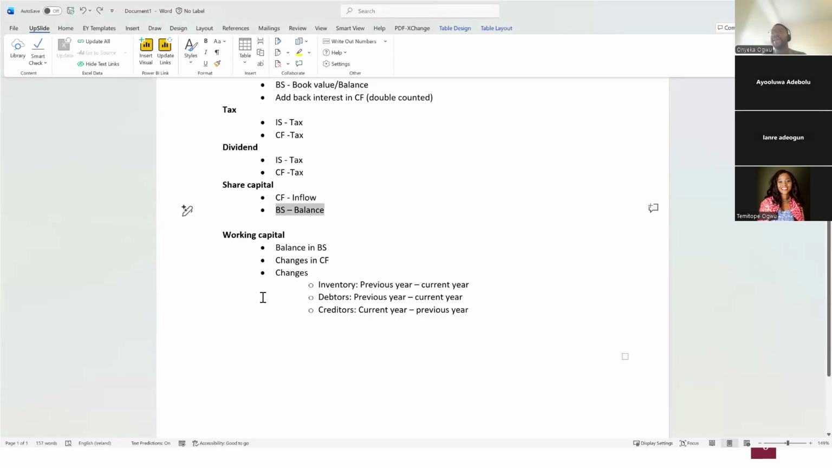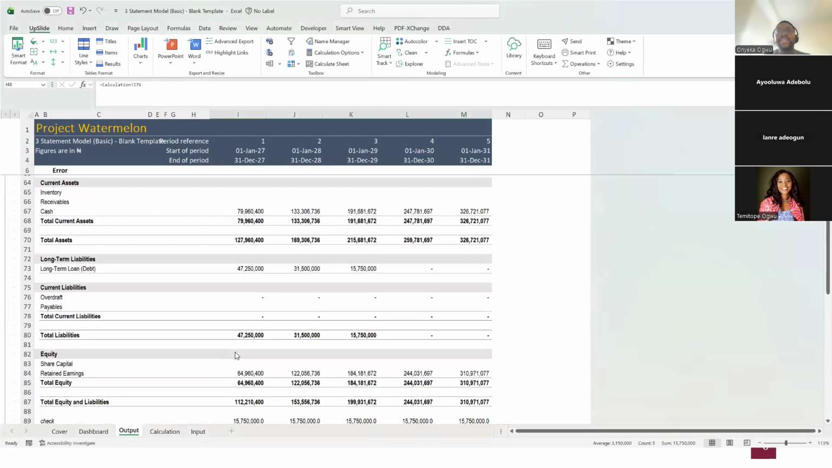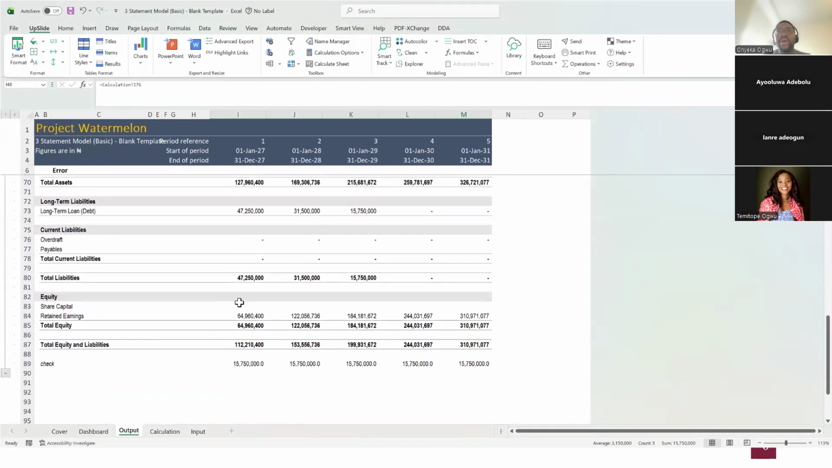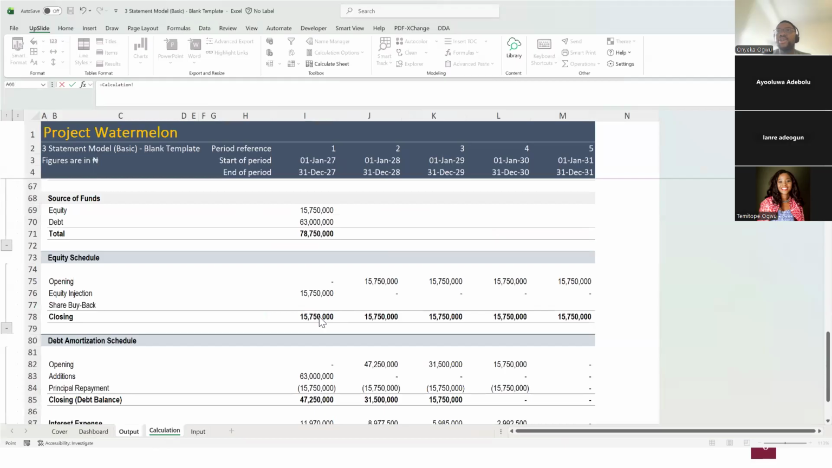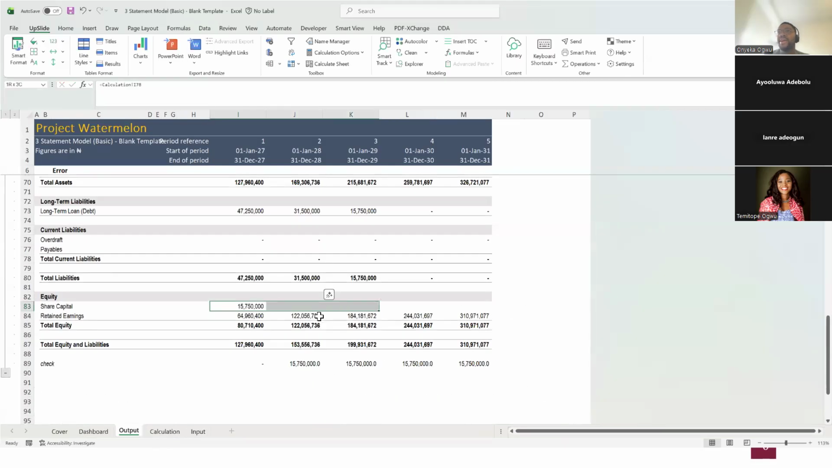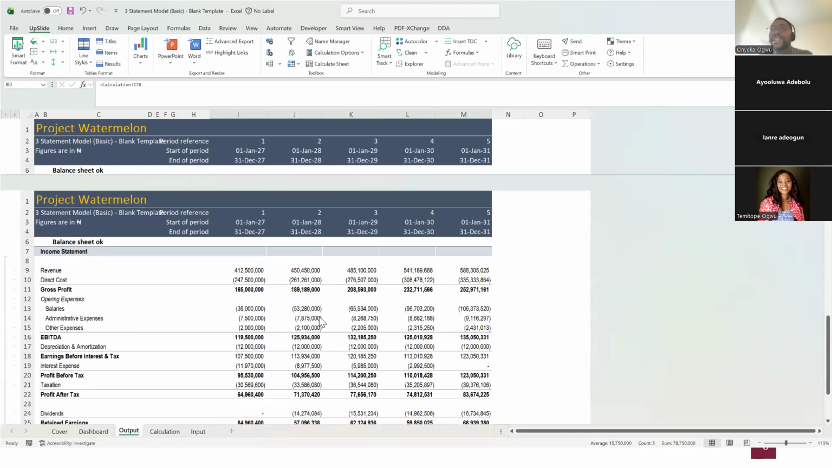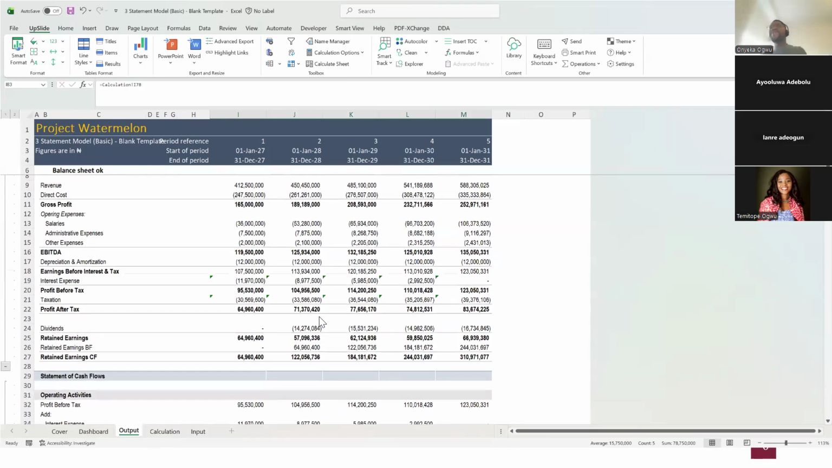The next part is the balance goes to the balance sheet. So we'll go to our balance sheet, where you see share capital, right? So the balance of it, the closing balance, comes here. And you can see everything balances, right?